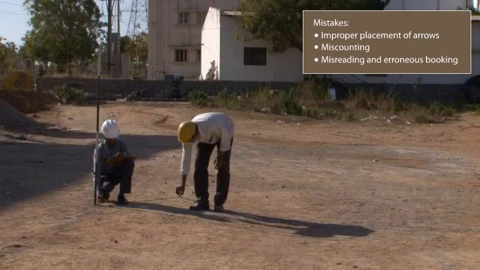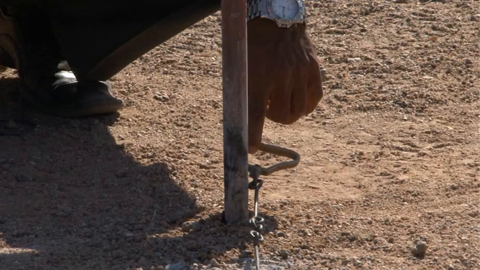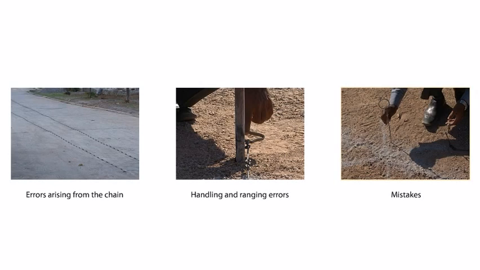in chaining. In this module, you have learned to list the errors in chaining. The three kinds of errors in chaining are errors arising from the chain, handling and ranging errors, and mistakes.